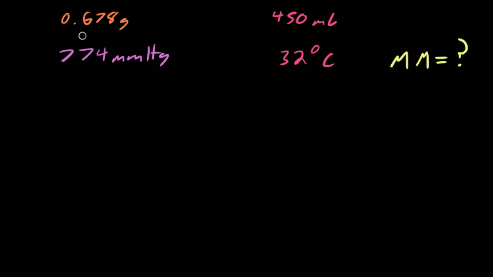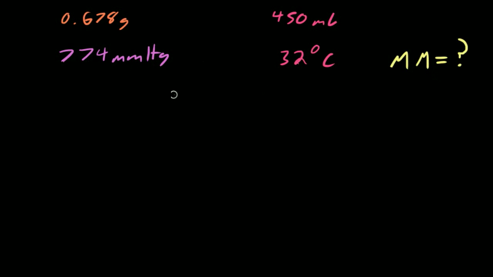So this is the problem if you want to pause the video. We have 0.678 grams of a gas, and it occupies 450 milliliters of volume at 774 millimeters of mercury, and at a temperature of 32 degrees Celsius. And we have to figure out what our molar mass is.